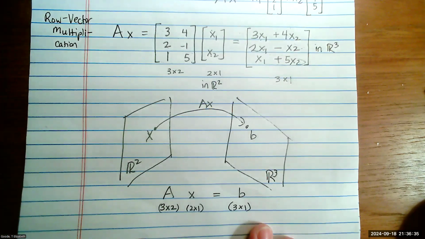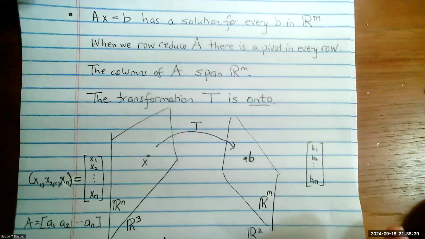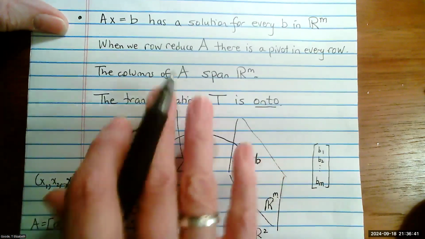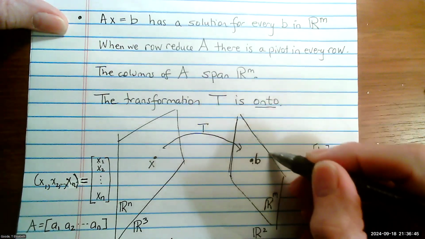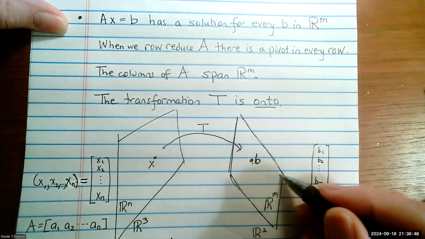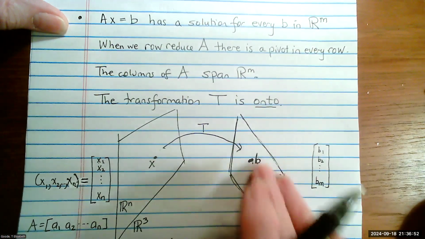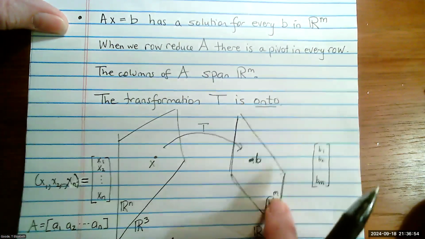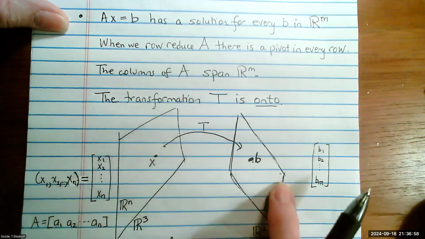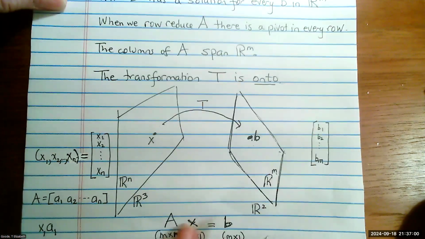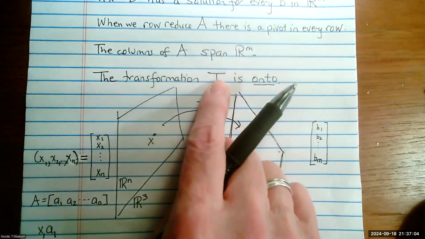So let's go back to this idea that there are a lot of ways to say the same idea. Because one of the questions that we're asking is, hey, if we're looking over here in Rm, and we just pick a B over here, just any old vector B, an m-tuple, is there going to be an X that's going to map to that when we multiply it by A? In other words, is there an X?